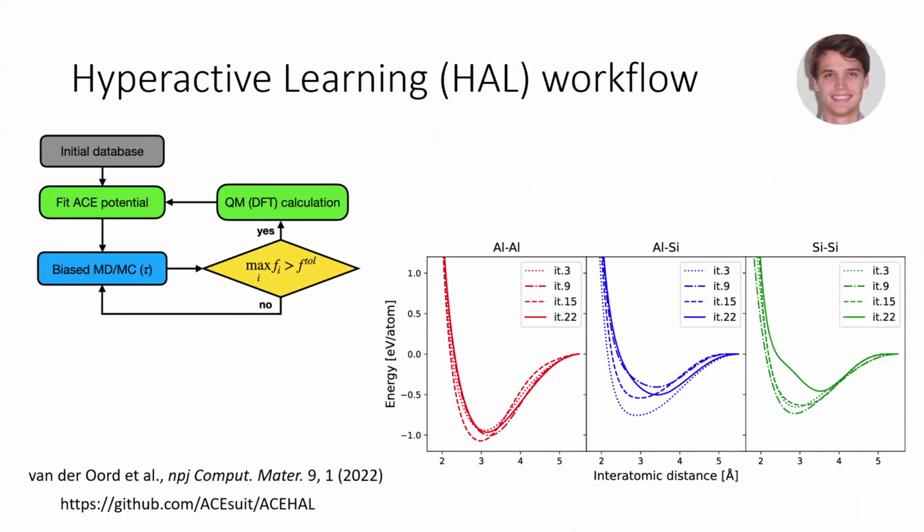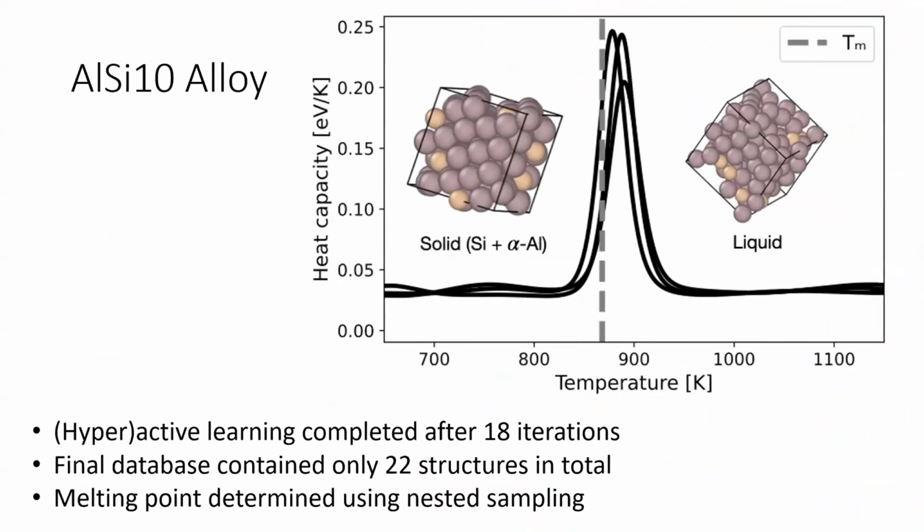Christoph already showed this hyperactive learning workflow, and I mentioned it in the tutorial, but I just wanted to highlight one thing: getting the melting point of this silicon-aluminum alloy required only 22 DFT calculations using the active learning that you saw in the tutorial, which I think is kind of neat.